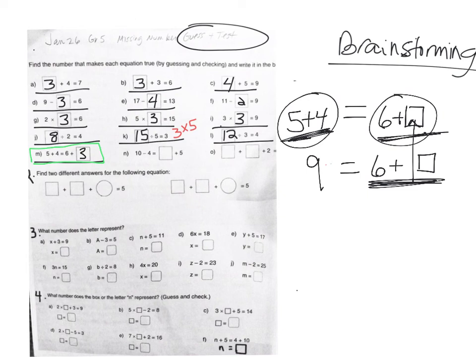All right, let's take a look at the next one. 10 subtract 4 is on one side of the equal sign. An unknown number added to 5 is on the right-hand side, and they have to equal each other. So you have to think inside your head, okay, 10 subtract 4 is 6. What number added to 5 will equal 6? And of course the answer is 1.